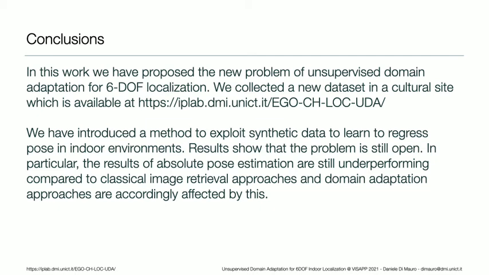In this work, we have proposed the new problem of supervised domain adaptation for 6 degrees of freedom localization. We collected a new dataset in a cultural site which is available online. We have introduced a method to exploit the synthetic data to learn to regress pose in indoor environments. Results show that the problem is still open. In particular, the results of absolute pose estimation are still underperforming compared to classical image retrieval approaches, and domain adaptation approaches are accordingly affected by this.